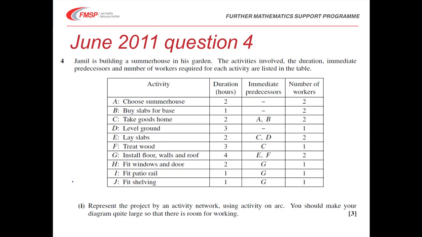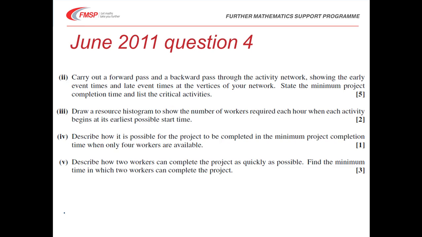So we've got a question here about Jamil building a summer house in his garden. And we've got all the information about duration, immediate predecessors and the number of workers. We're asked to represent the project by an activity network using activity on the arc. You should make your diagram quite large so there is room for working. We've got to carry out a forward and backward pass through the activity network showing the early and late event times at the vertices. State the minimum project completion time and list the critical activities.